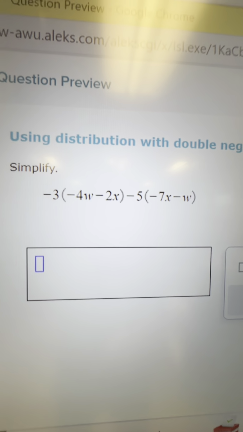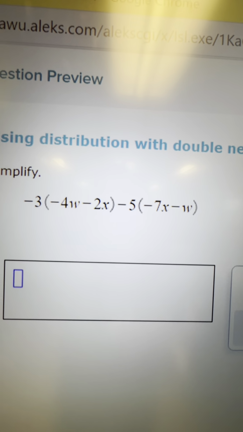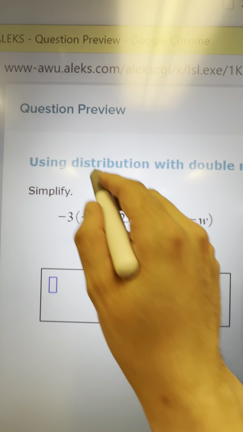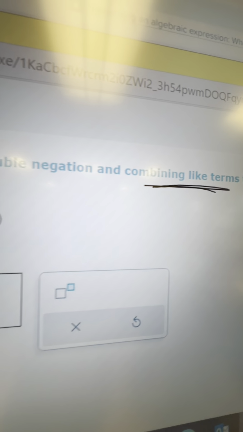And I'm just going to do a couple more examples of this one, because, again, this will probably be the one that will give you the most difficulty out of all the problems, because, again, we are doing distributive property and combining like terms all in one problem.